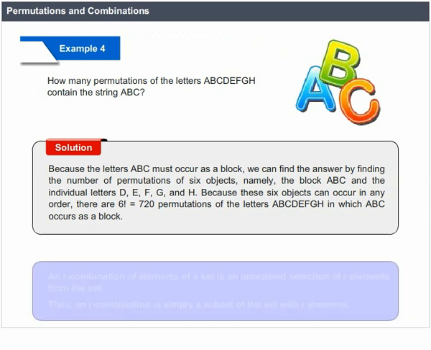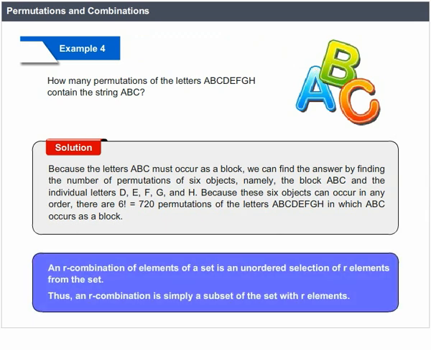An r-combination of elements of a set is an unordered selection of r elements from the set. Thus, an r-combination is simply a subset of the set with r elements.